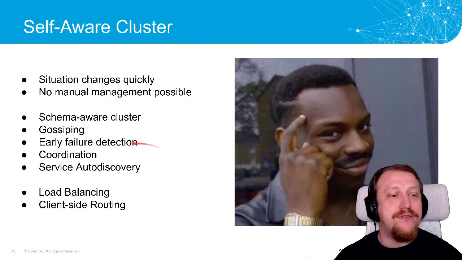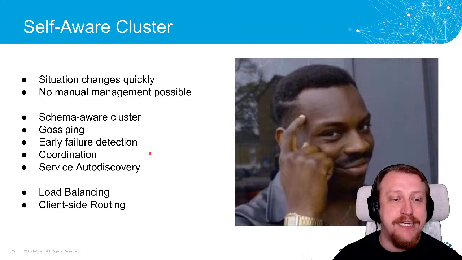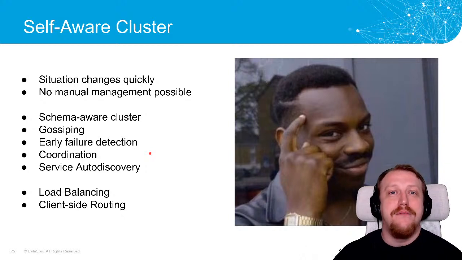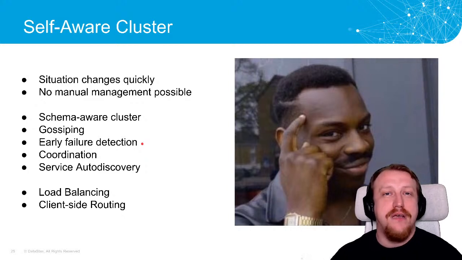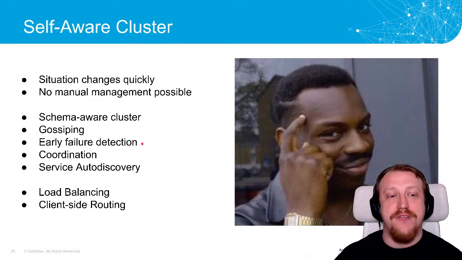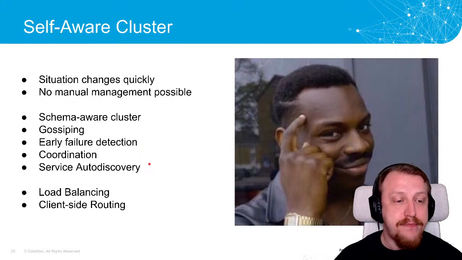So you want to know. It also helps with early failure detection, as even before metrics on your monitoring show something is wrong, gossiping may have a clue that something is wrong in this part of the network, and we can avoid that.